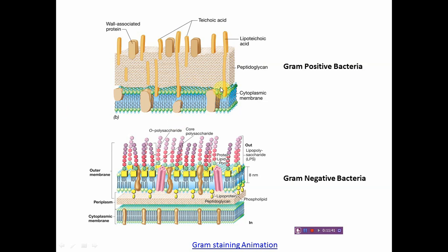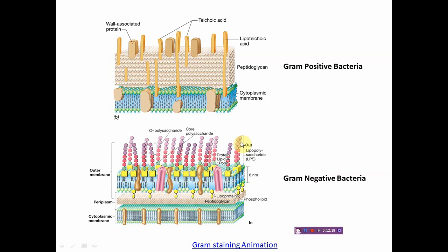Here you can see the clear difference between the gram-positive and gram-negative bacterial cell wall. In gram-positive bacteria, only two layers are there. This is the cell wall layer, which mainly contains peptidoglycan, teichoic acid, lipoteichoic acid, and some surface as well as integral proteins. And we have the cytoplasmic layer, a phospholipid bilayer, called the cytoplasmic membrane.